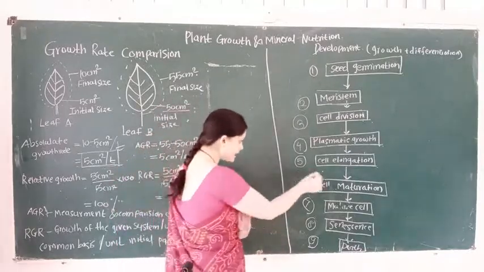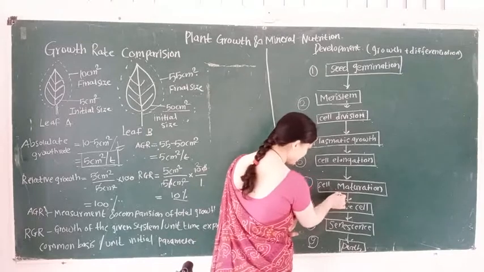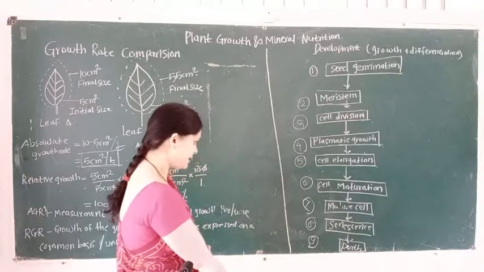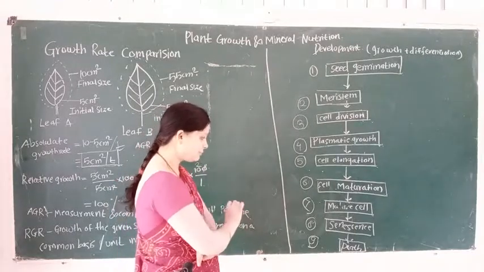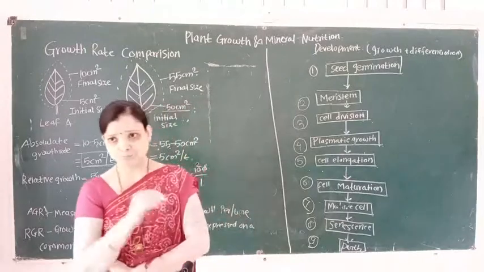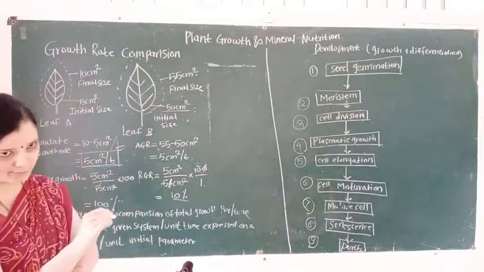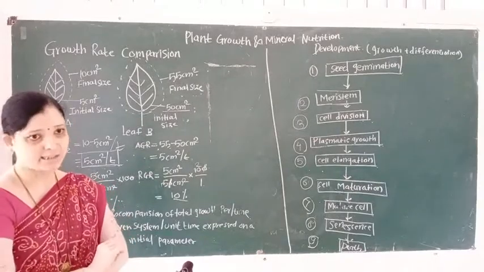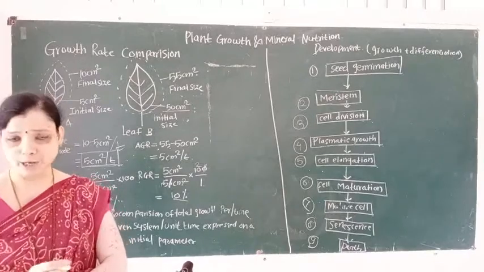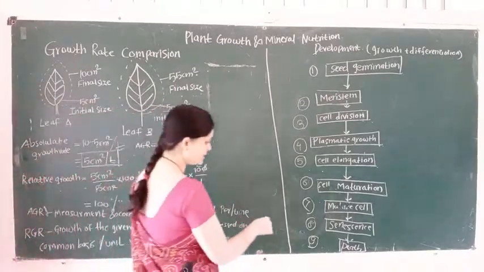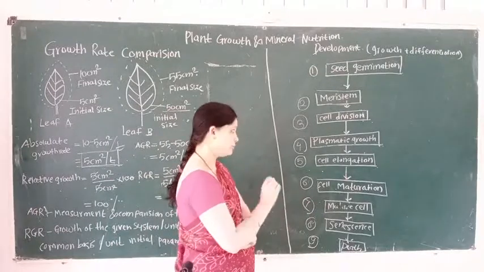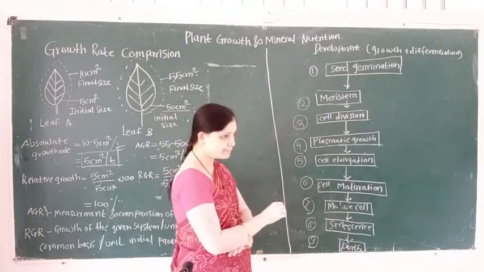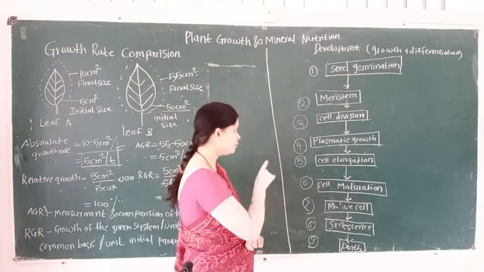So after cell elongation, cell maturation takes place and the cell becomes mature. Then when cells become mature, they undergo senescence. What is the meaning of senescence? Senescence is the aging of the plant body, and finally it causes the death of the living organism. So these are the important steps or processes that take place in development.